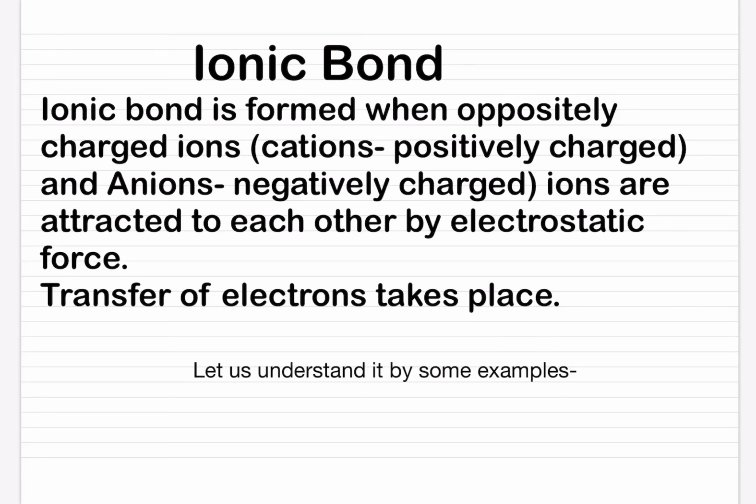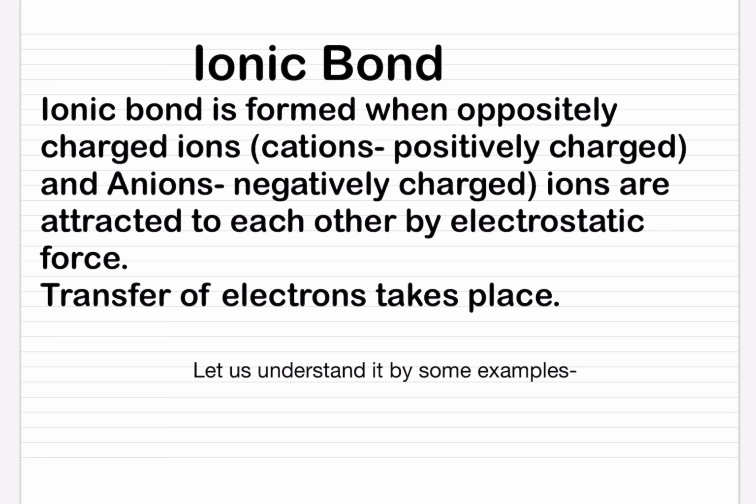Today we are going to study about ionic bond. Ionic bond is also known as electrovalent bond. Ionic bond is formed when oppositely charged ions, cations which are positively charged ions and anions which are negatively charged ions, are attracted to each other by electrostatic force. Here, transfer of electrons takes place from the cation to the anion.